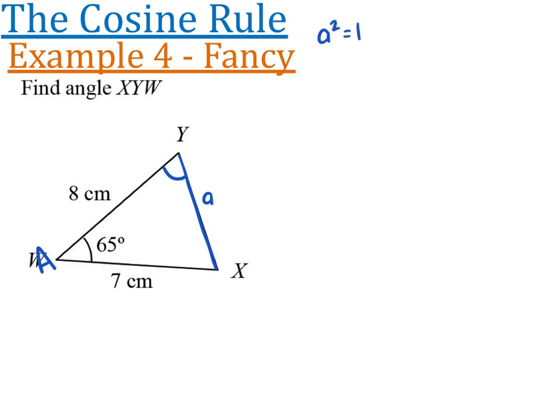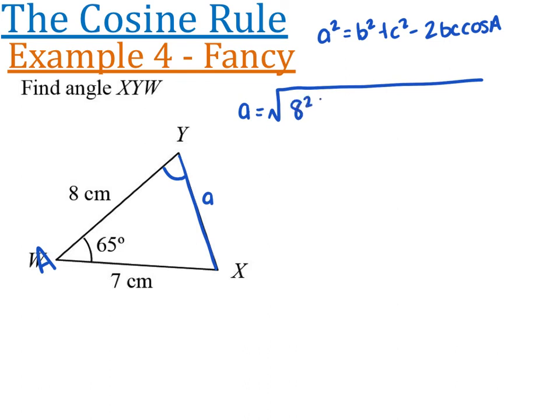So we've got a squared is equal to b squared plus c squared minus 2 lots of bc cosine A. Fill in what we know. Let's see how fancy I can be. a is equal to the square root of 8 squared plus 7 squared minus 2 lots of 8 times 7 times the cosine of 65. So I've put the square root in, so I don't need my squared anymore, and I'm going to do it all in one go. So 8 squared plus 7 squared minus 2 times 8 times 7 times the cosine of 65. Close my bracket. Hope I didn't have clumsy thumbsies. And a is equal to 8.1.